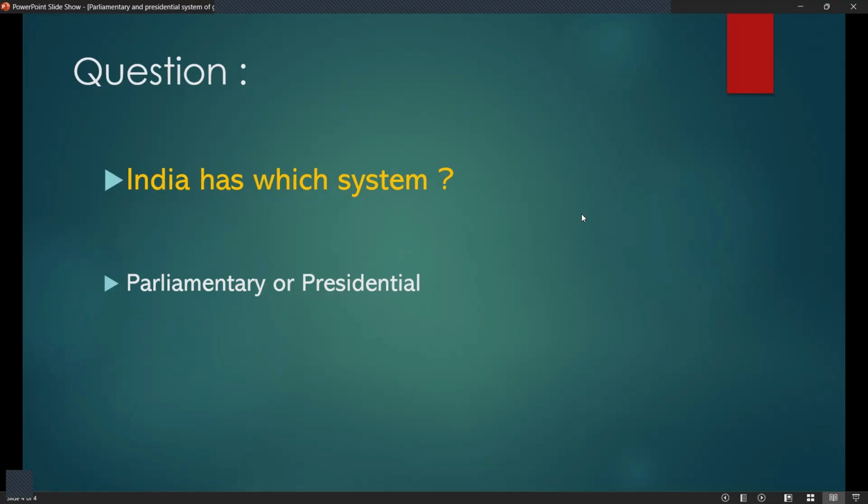We will discuss the features of presidential and parliamentary systems, and then we will understand why India chose this system, whether parliamentary or presidential, and the advantages, disadvantages, and everything.